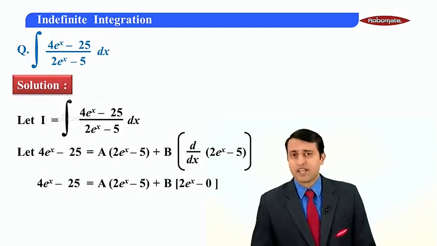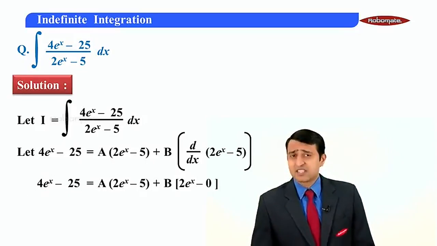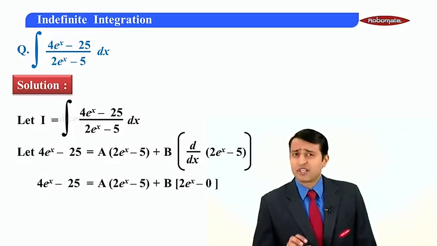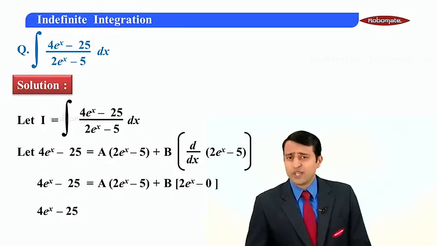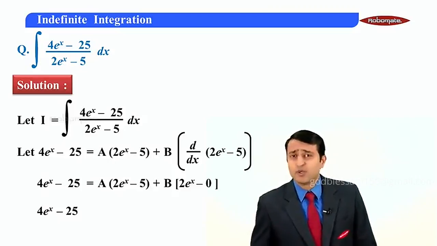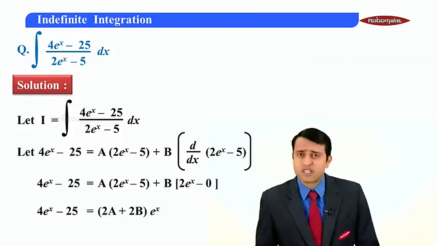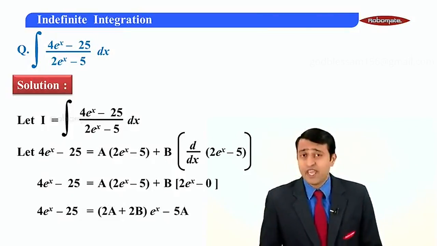Okay. Now my dear students, there are certain terms in e raised to x on the right hand side and left hand side. Let us collect the like terms on the right hand side together. So 4 e raised to x minus 25 can be written as equal to 2a plus 2b into e raised to x, and you have one term which is the constant term, that is minus 5a.